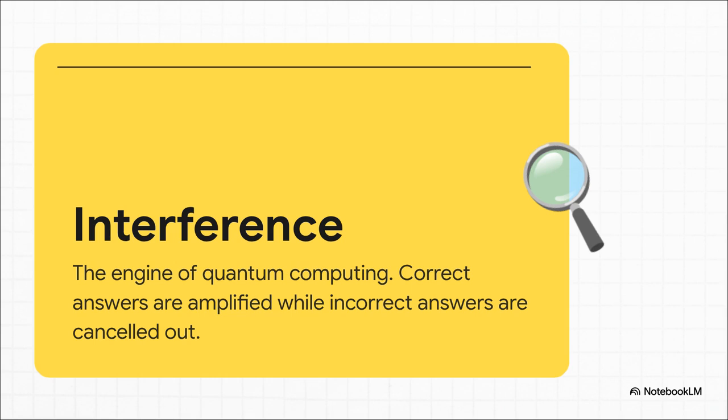A quantum algorithm is designed to cleverly amplify the waves of the correct answers and completely flatten the waves of the wrong ones. It's how the computer guides itself to the solution.